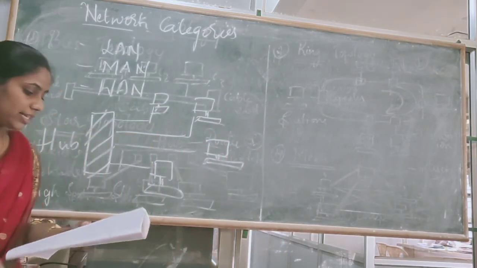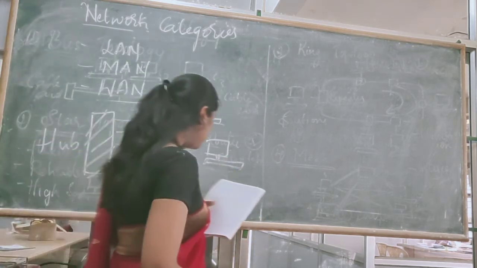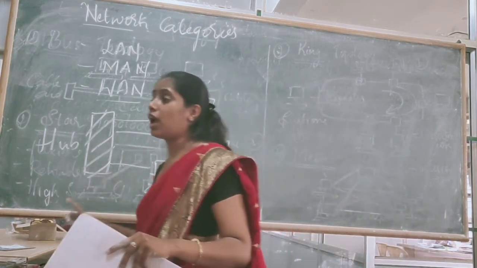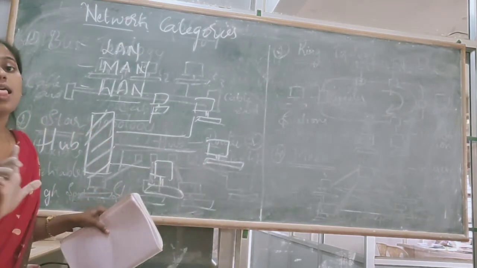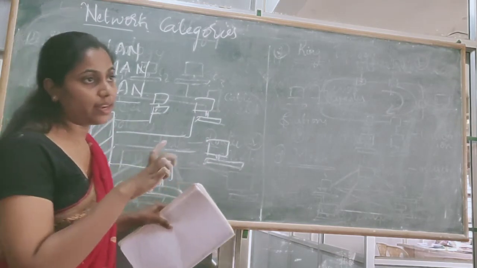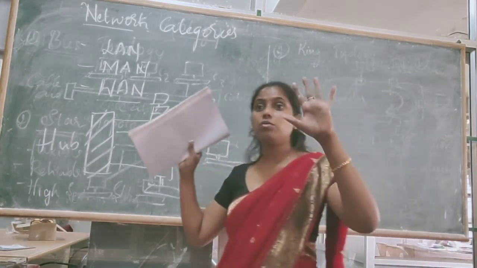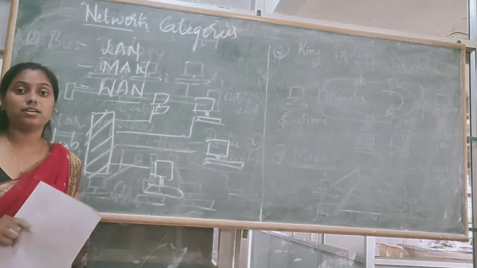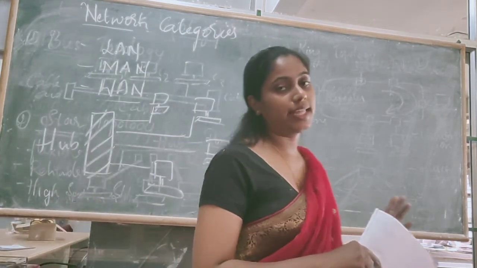Okay, next one is WAN. So the WAN is wide area network. Wide area network means large geographical area. The largest connection of network comes through WAN only. So in WAN, it is almost countries, continents, this kind of network connection will be there. So this is called as wide area network.